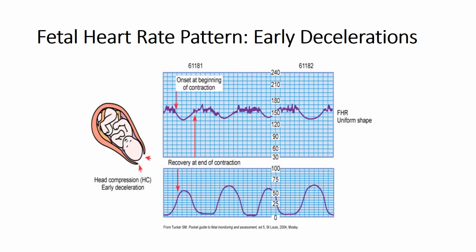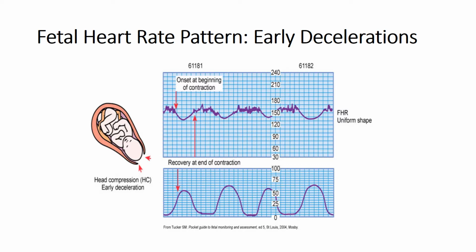Okay. When I gave you that little quiz a minute ago, I was talking about head compression and early decelerations. So early decelerations are a gradual deceleration in fetal heart rate, beginning at the onset of a contraction with a return to baseline by the end of the contraction. It mirrors the timing of the contraction. The causes include uterine contractions, vaginal exams, fundal pressure, and placement of the internal monitors.